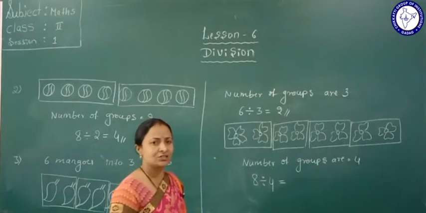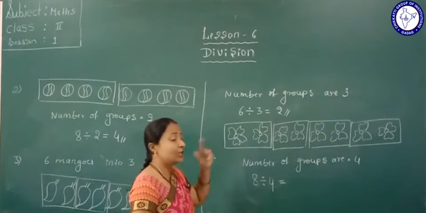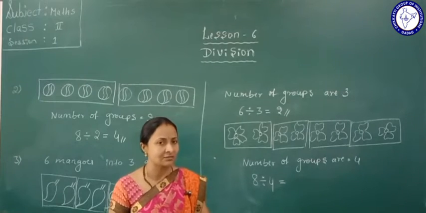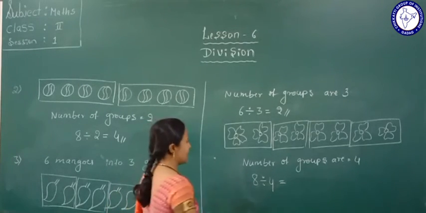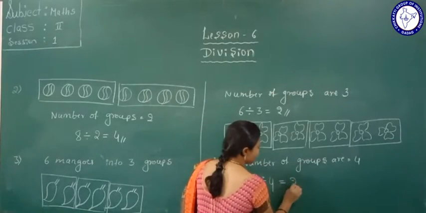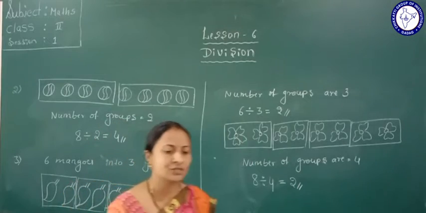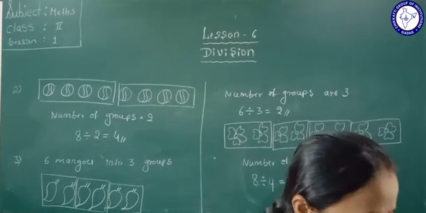What is the answer now? Tell me, students. In each group how many flowers are there? We can tell the answer: 1, 2. It means in one group 2 flowers. The answer is 2. Okay, understood this one? Yes. So next question we will go to.